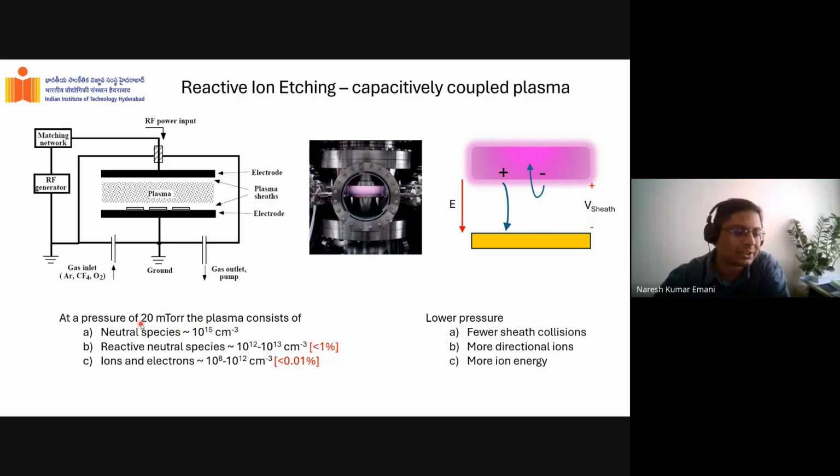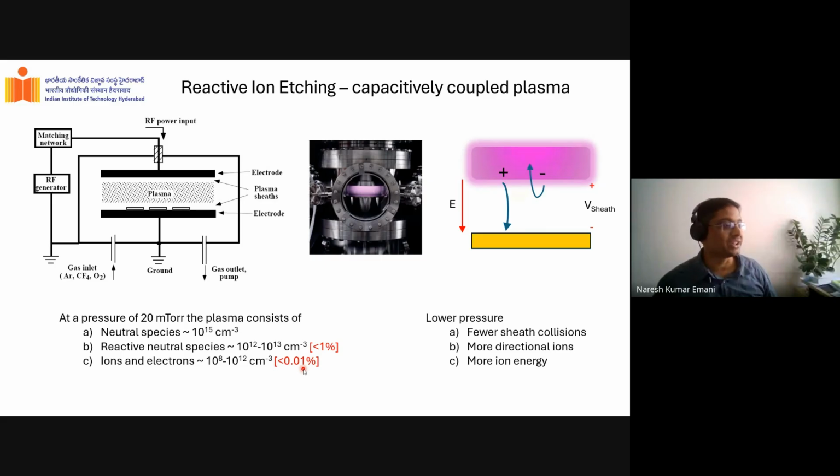So if you have this, you have roughly about 10^15 per cubic centimeter neutral species. Okay, the reactive species are very, very less, 10^12 to 10^13, less than 1% of the gas. The ions and electrons are even smaller, 0.01%. Right? So when we say plasma, it is not that all atoms are ionized. No, it doesn't happen that way. You don't have to have that much of extreme ionization.